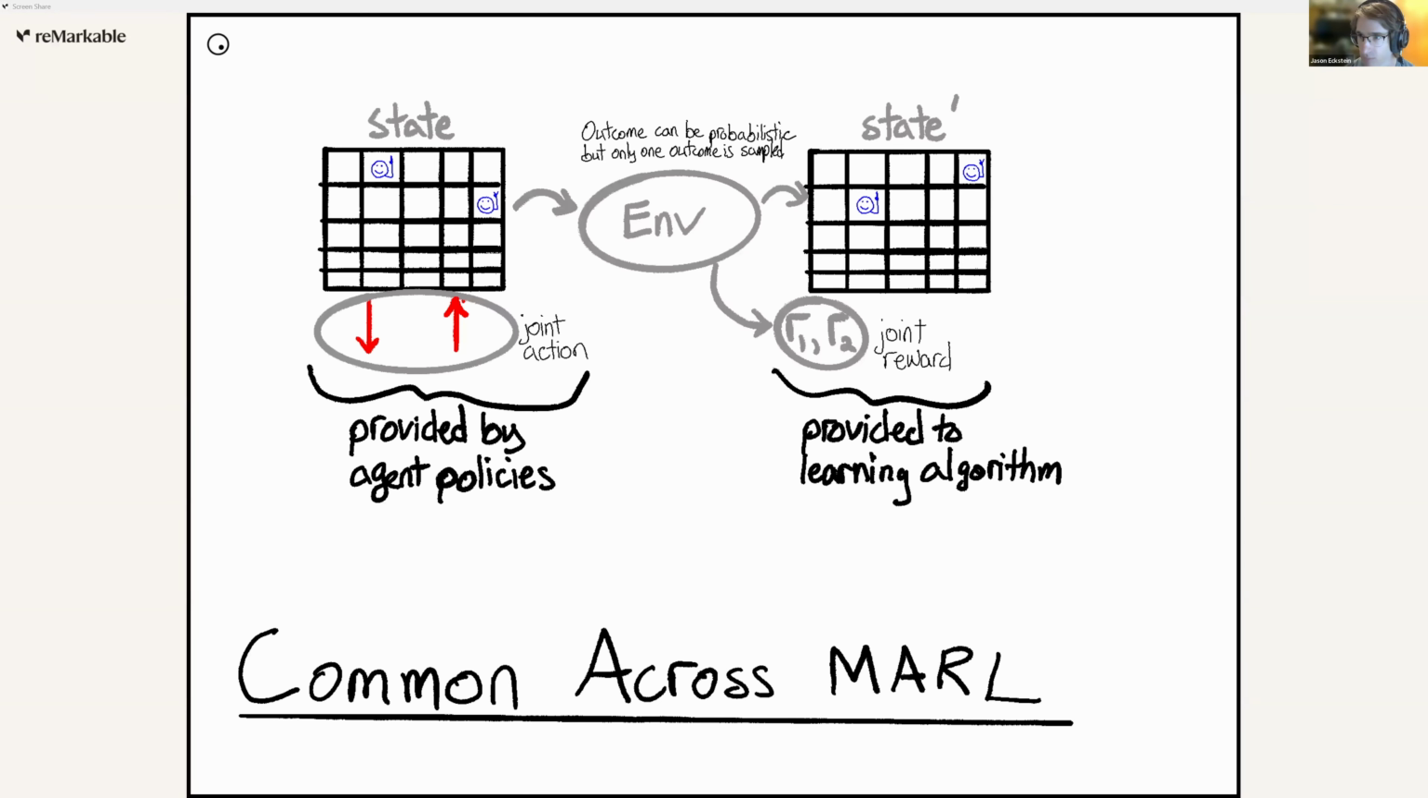So is that good so far for everyone? Any questions about the agent environment interface?